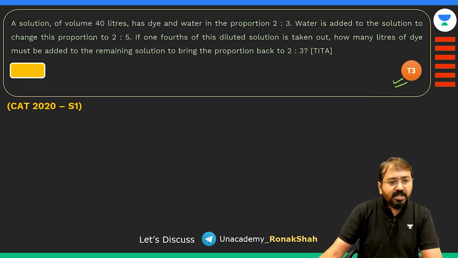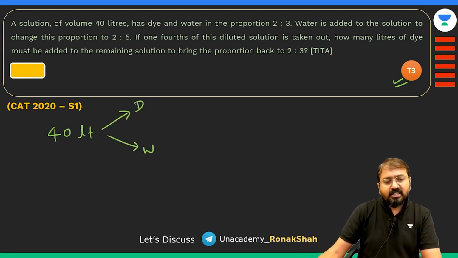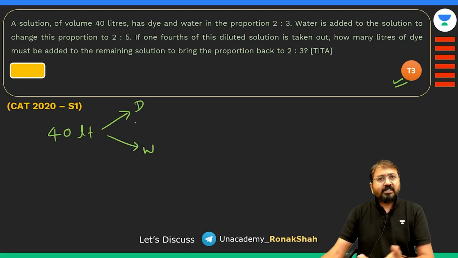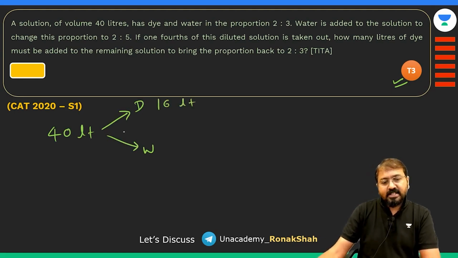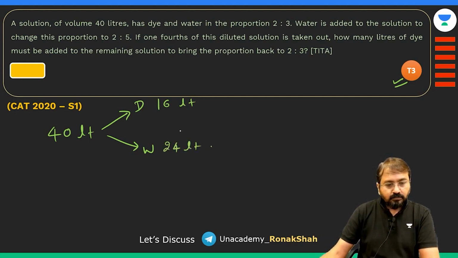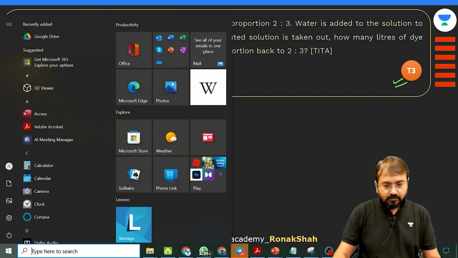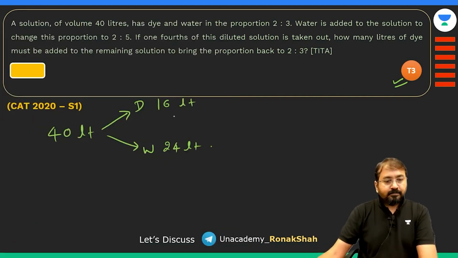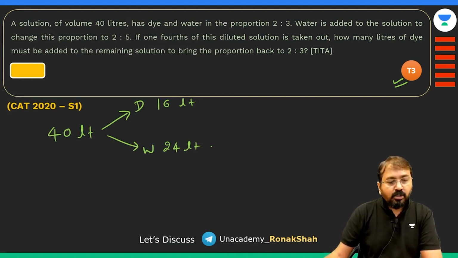So it's a very simple question. Okay, 40 liters of solution we have, and we have dye and water in the ratio 2:3. So let me just write out 40 liters, it has dye and water in the ratio 2:3. So how can you divide 40 liters in the ratio 2:3? You can say dye is 16 liters and water is 24 liters. Right. Yes, we have dye 16 liters and water 24 liters.